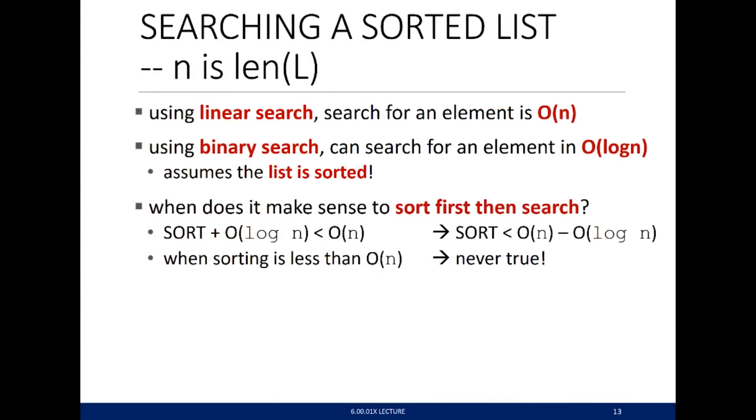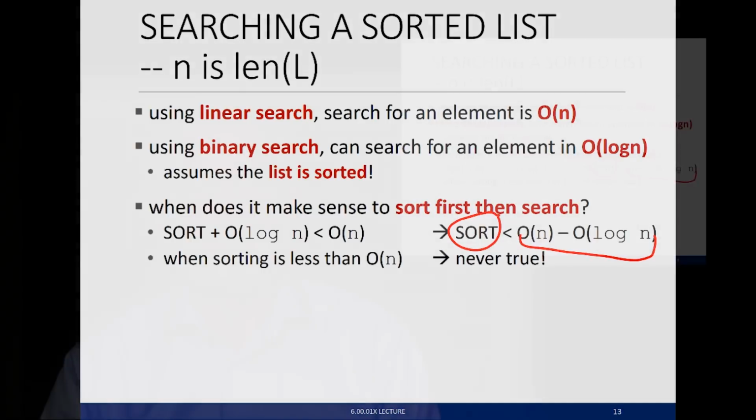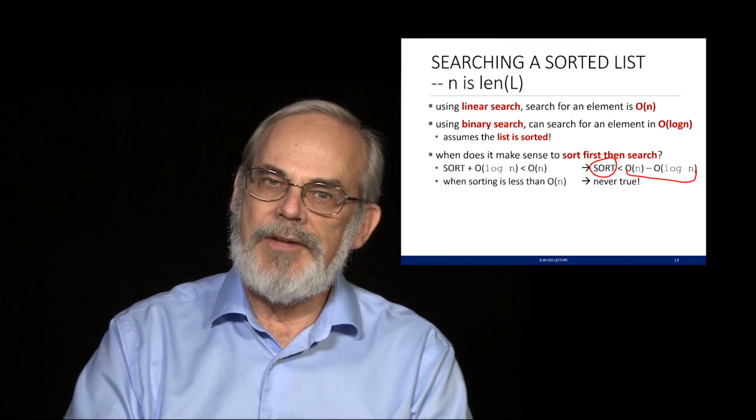Well, does it make sense to first sort the list and then search if I'm given a list in arbitrary order? So what that says is, well, I want to know when is it better to do sort and search rather than just search. And that basically says, well, when is the cost of sorting less than order n minus order log n? And that's when the cost of sorting is less than order n. And oh darn, that's never true. Did I just waste your time?